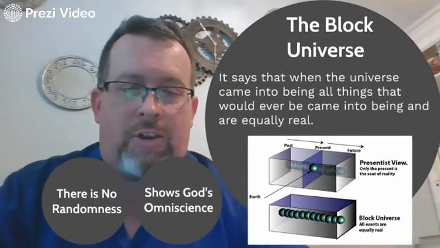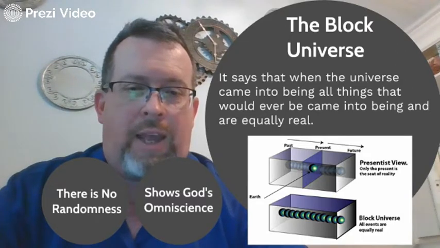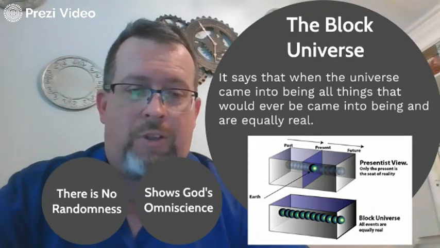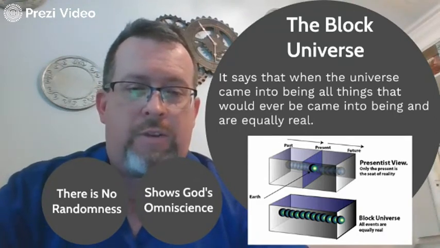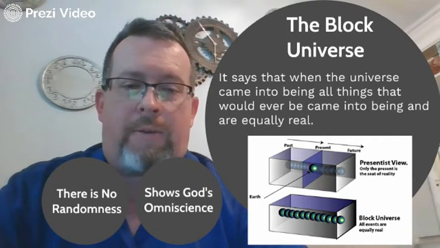Now, let's talk about the block universe. Einstein says in his theory of relativity that when the universe came into being, all things that could ever be came into being at that time and are equal. If you look at the diagram below there, there's two views of time. Our view is the top one, the presentist view. We only see the present, what's going on right now.